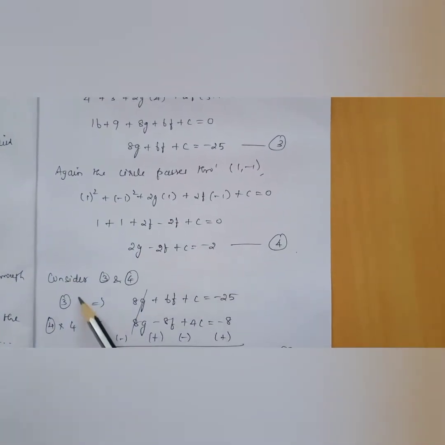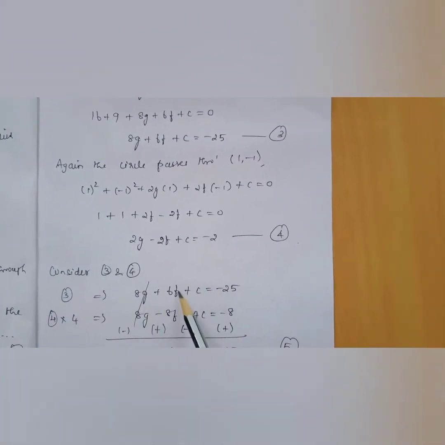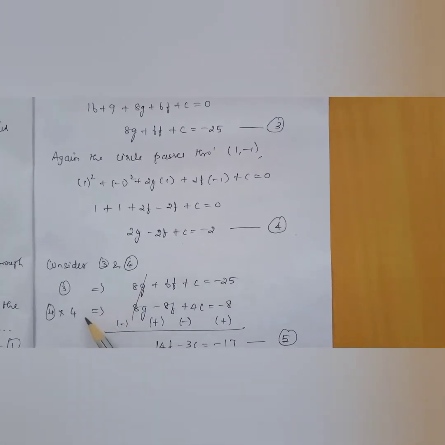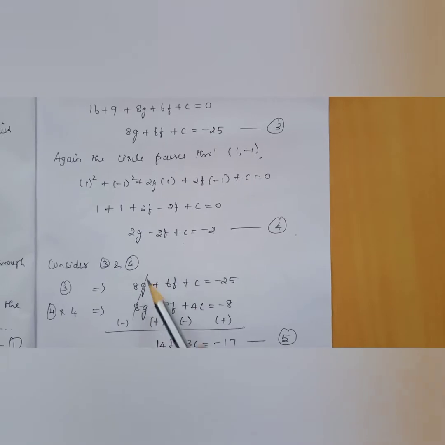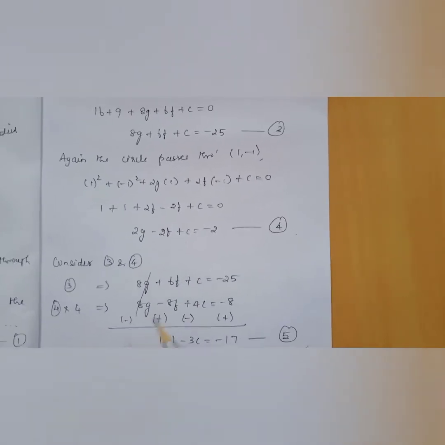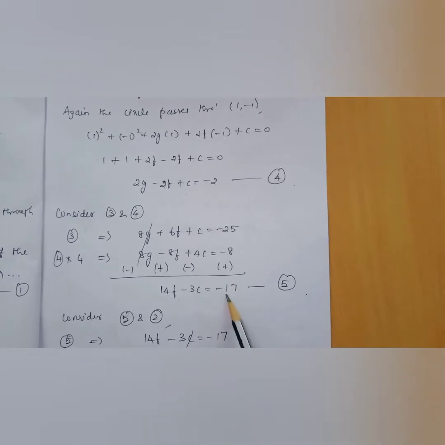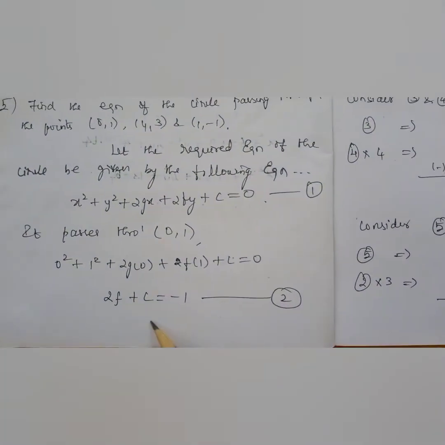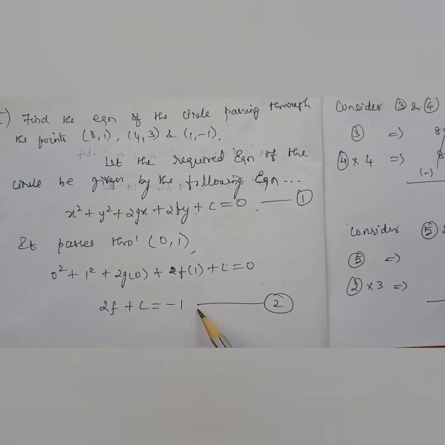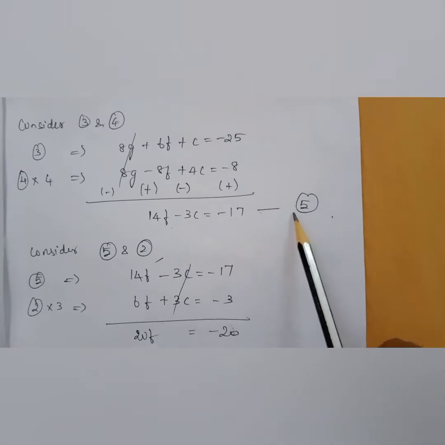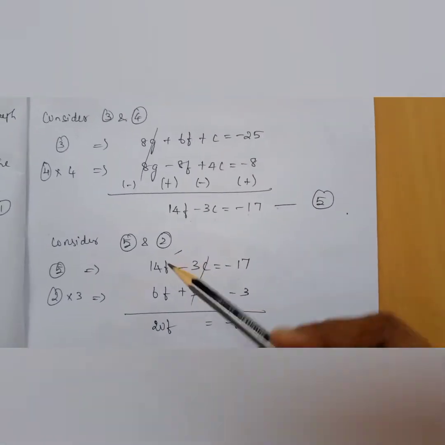So what I am going to do, I will write the third equation as it is, 8g plus 6f plus c is equal to minus 25, and the fourth equation I will multiply with 4. So 4 2s are 8, so that I can eliminate 8g. So I will get an equation in terms of f and c, 14f minus 3c equal to minus 17, because already I am having an equation in terms of f and c, 2f plus c equal to minus 1. Now I will consider these two equations, the fifth equation and the second equation.